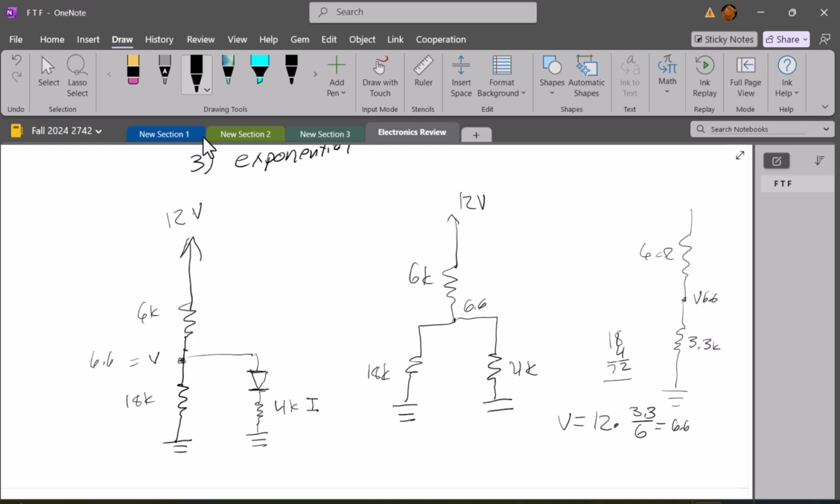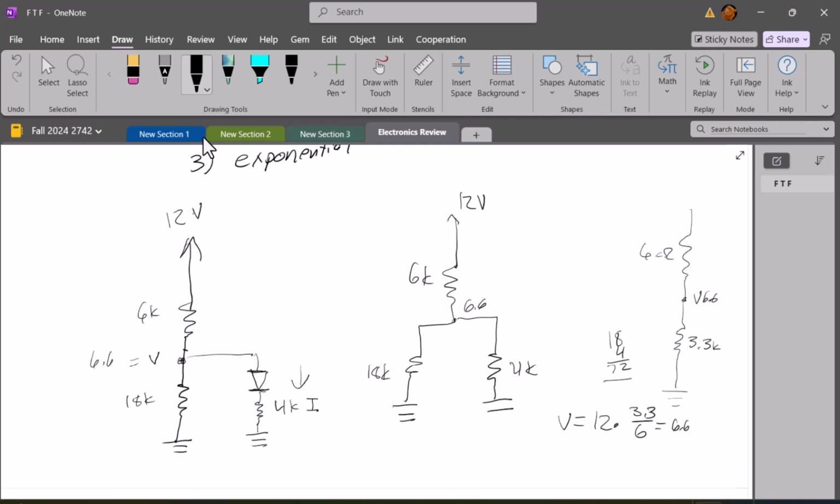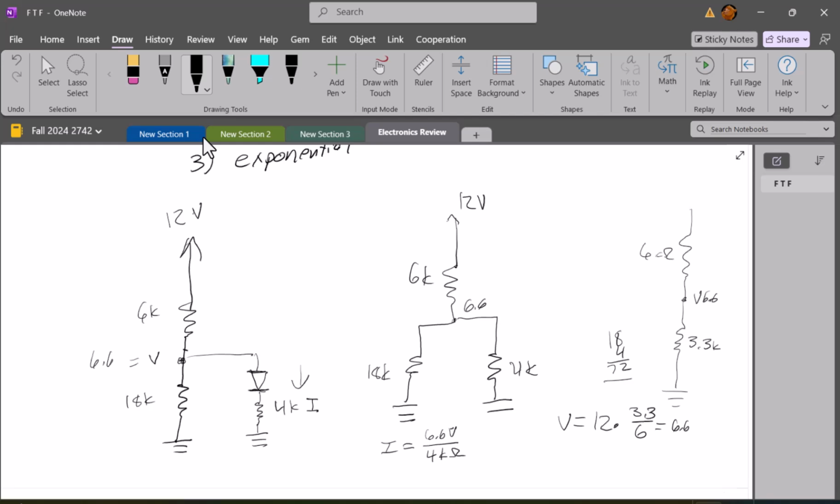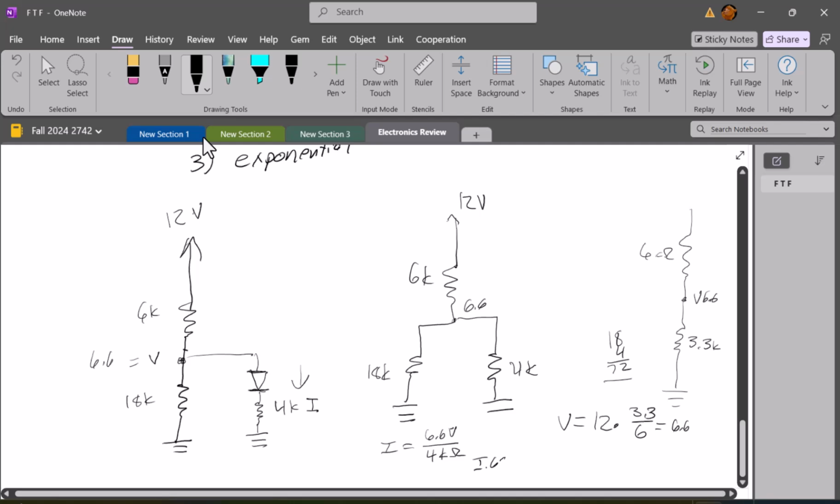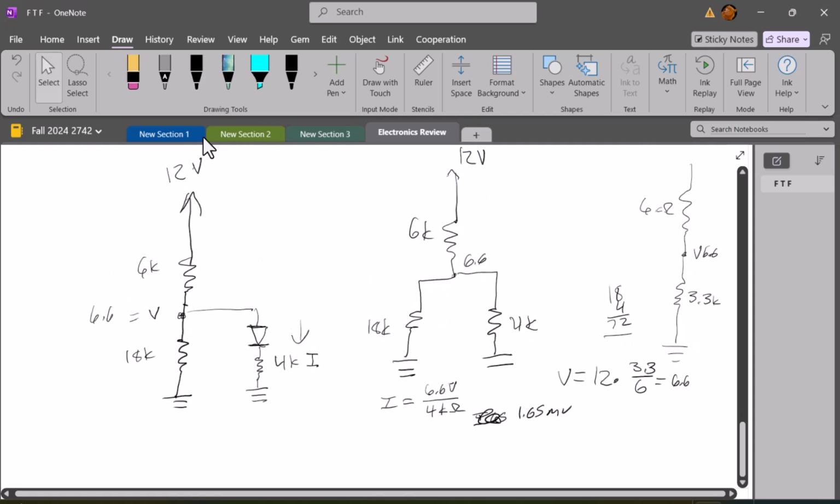And so now that I know that, I can get the current that I was looking for right here. The current through the 4 kilo ohm resistor is going to be 6.6 volts over 4K ohms, which is 1.65 milliamps. Okay, so that is assuming it's an ideal diode. So any questions on that?